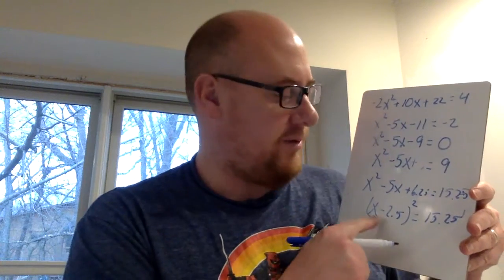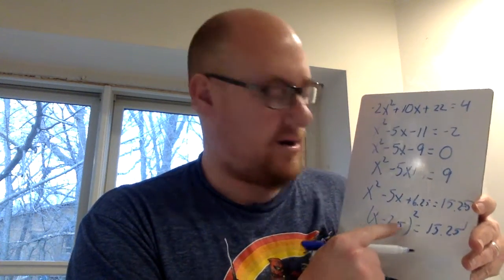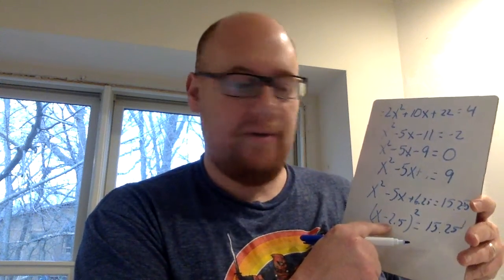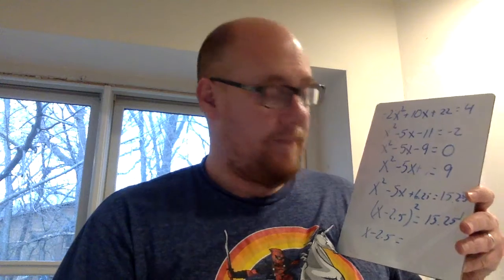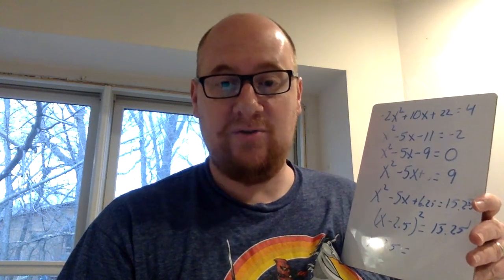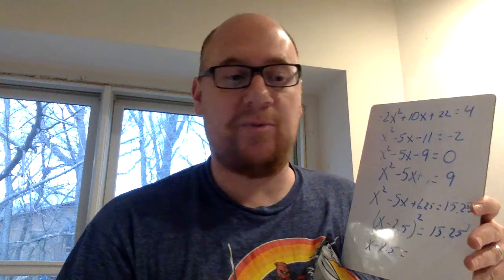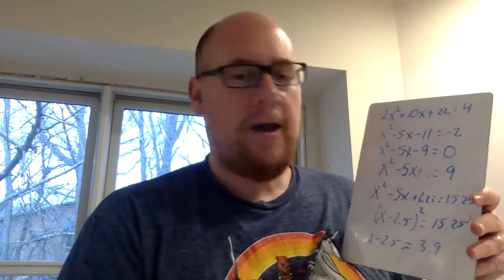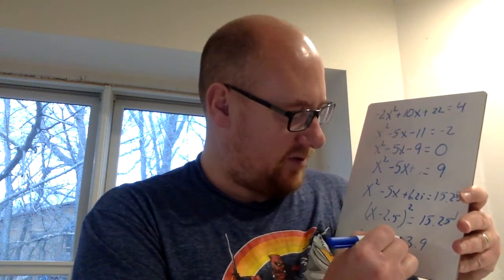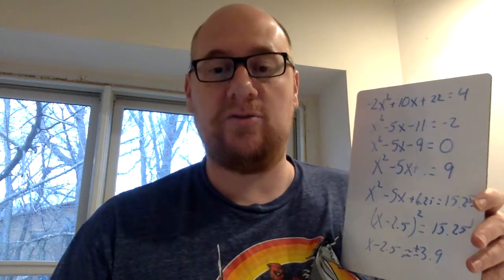Now, we have to get rid of the square. And to get rid of that, we take the square root of everything. So it takes the square root of this and the square root of this. And all it's going to do to this is make it this. The square root of 15.25, that is going to be a nasty decimal. If you do it on your calculator, it's like 3.9 something. Round it to the nearest tenth. But you have to remember that 3.9 is also a plus or a minus. Okay? That's going to give us our two solutions.